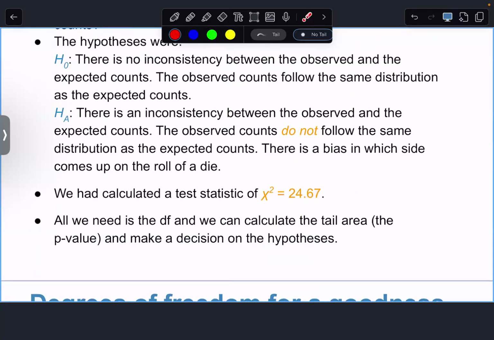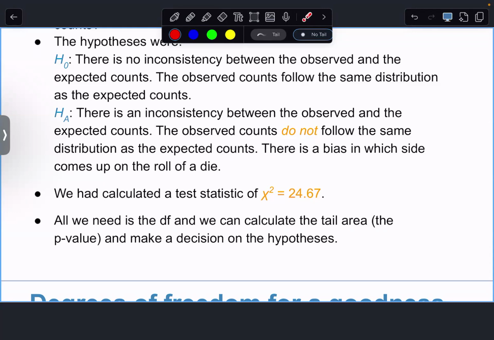Our alternative is always going to be just the flip side of that for a chi-squared test. So that's nice. We don't have to worry about one-sided or two-sided, less than, not equal to, that kind of thing. And it is in words, which is, I would say, harder, but a lot of people like it better. But there is an inconsistency between the observed and the expected counts. The observed counts do not follow the same distribution as the expected counts, which would then mean that there's bias in which side of the die comes up.